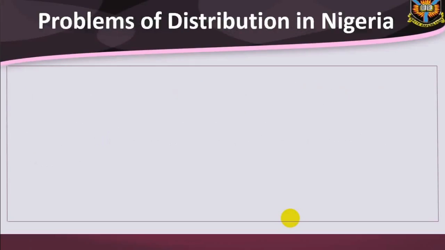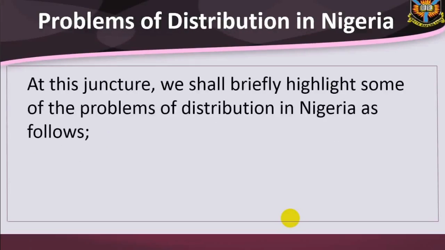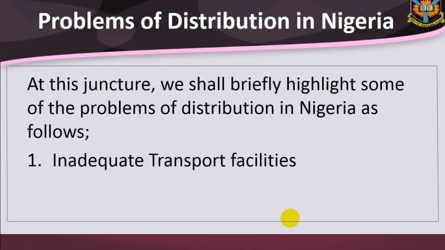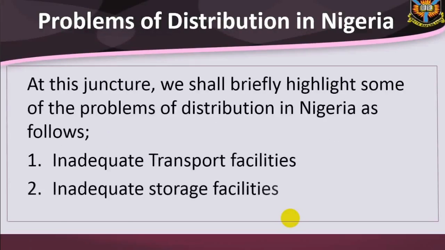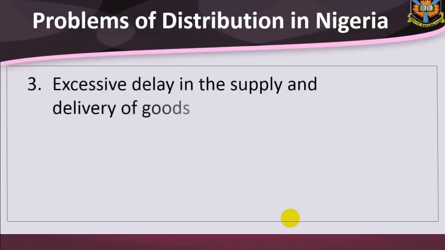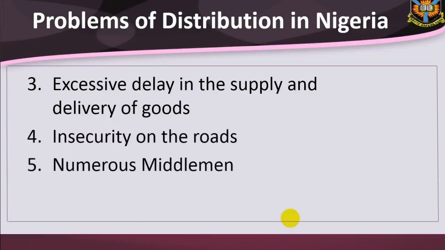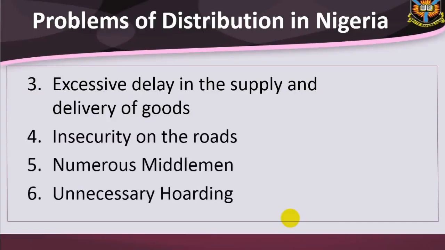Problems of distribution in Nigeria. At this junction, we shall briefly highlight some of the problems of distribution in Nigeria. They are as follows. 1. Inadequate transport facilities. 2. Inadequate storage facilities. 3. Excessive delay in the supply and delivery of goods. 4. Insecurity on the roads. 5. Numerous middlemen. 6. Unnecessary hoarding.